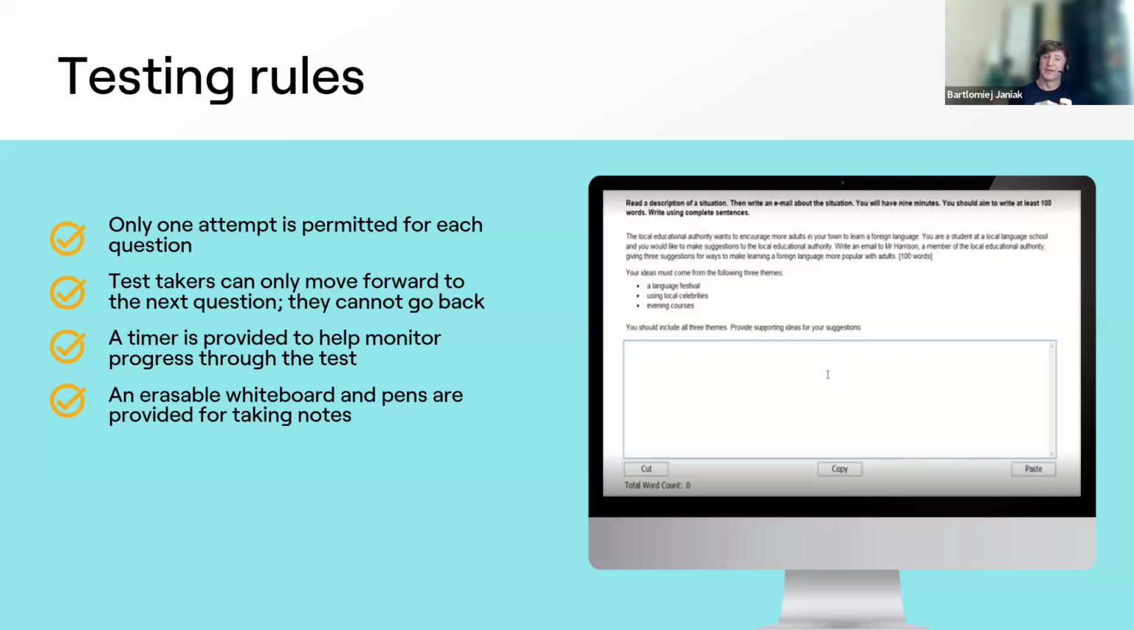There is a timer to help monitor progress, and since it's taken at the testing center, you'll get a pen and a whiteboard for note taking, because note taking is one of the really important skills. But I would say it's not only for the test, it's one of the most important life skills, effective note taking, as you'll be going through various life scenarios at work, in academic English, and in general everyday situations. So become really effective at note taking skills. This is one piece of advice that I would leave with you.